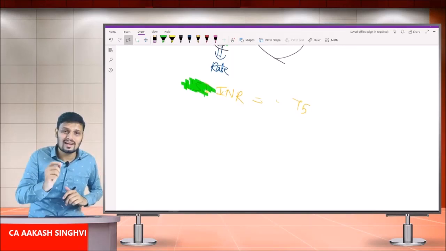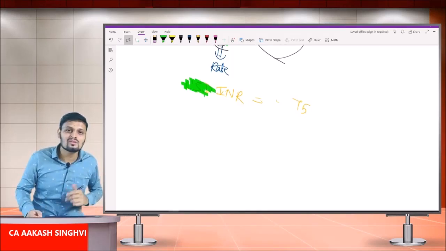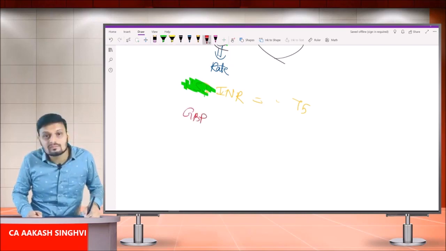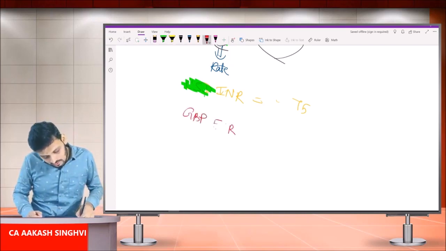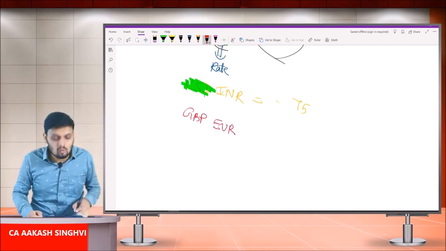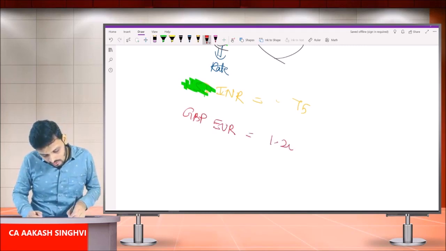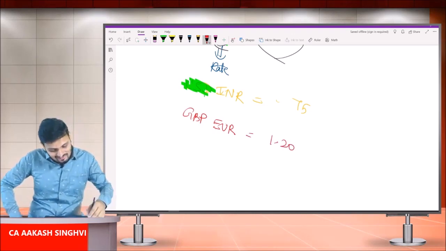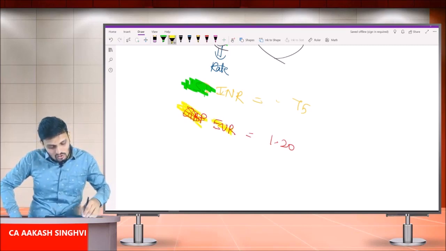You are going to London, right? You are going to Great Britain, and there they are quoting you this rate. What is that rate? GBP EUR equals 1.20. Now tell me, what is this rate? Is it the rate of GBP or is it the rate of EUR?